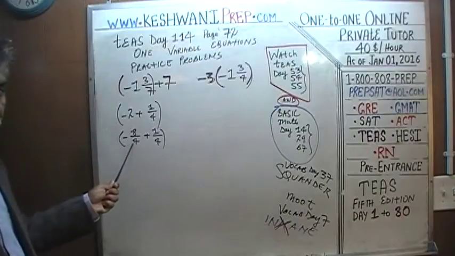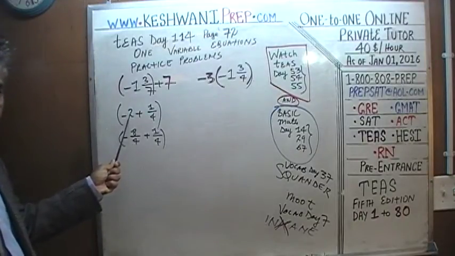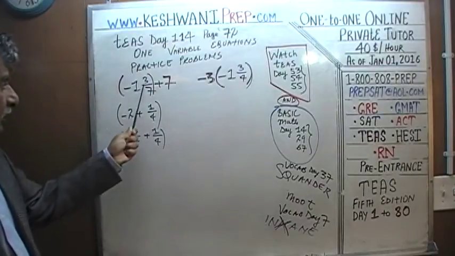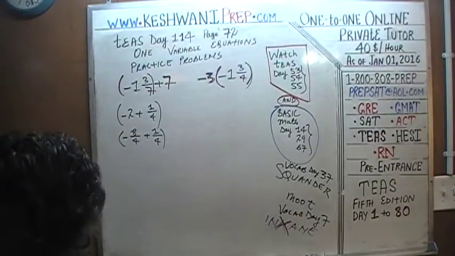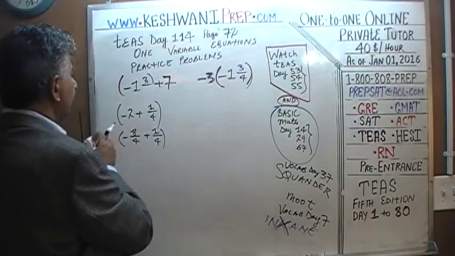8 divided by 4 is 2, isn't it? If you have 8 quarters, that's $2. So if you have $2 and somebody takes away a quarter from you, you're left with a dollar and 3 quarters. That should say 3 quarters, not 3 sevenths. What is the matter with me? I do not know. It should say 3 quarters.